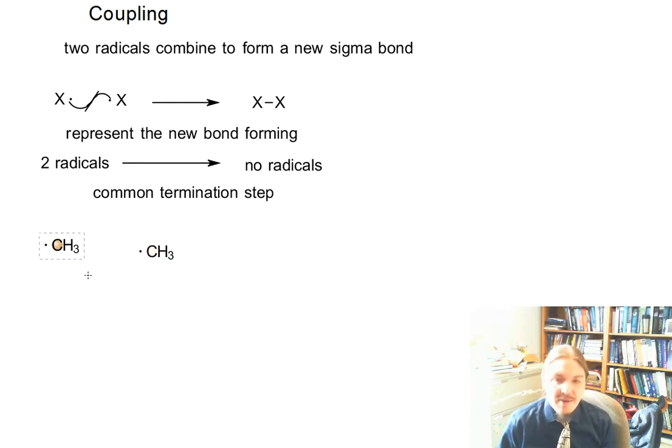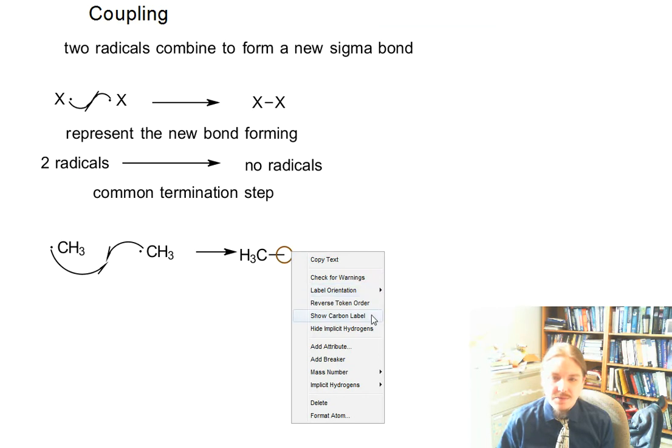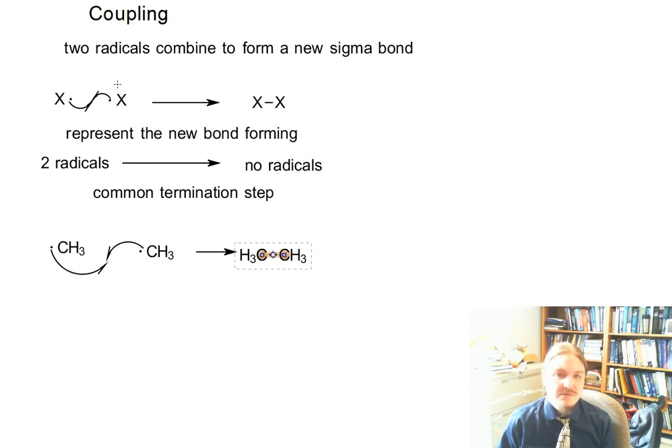One of the things that can happen in radical reactions involving organic compounds is coupling of two carbon radicals. And so I want to draw what that looks like. That looks like here. I want my arrow to look like this, and I want my other arrow to look like that. Draw those two things coming together to form a new sigma bond between those two methyl radicals.